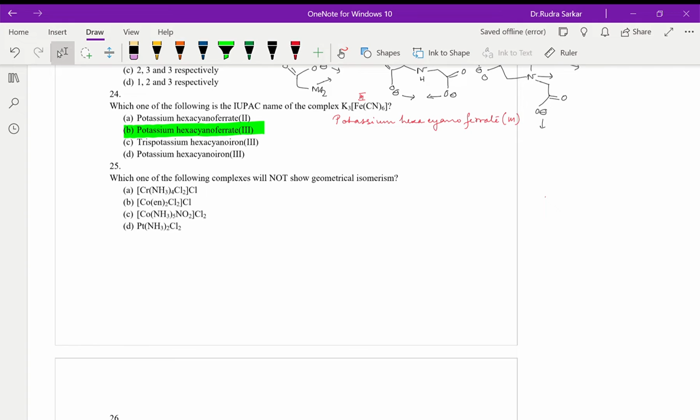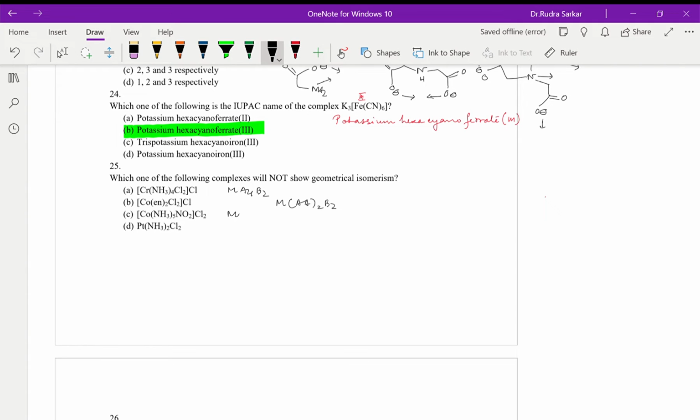In question number 25, it is asking which one of the following complexes will not show GI, that is geometrical isomerism. So complex number A is of the type MA4B2. B is of the type MAA2B2, because ethylene diamine is a bidentate ligand.